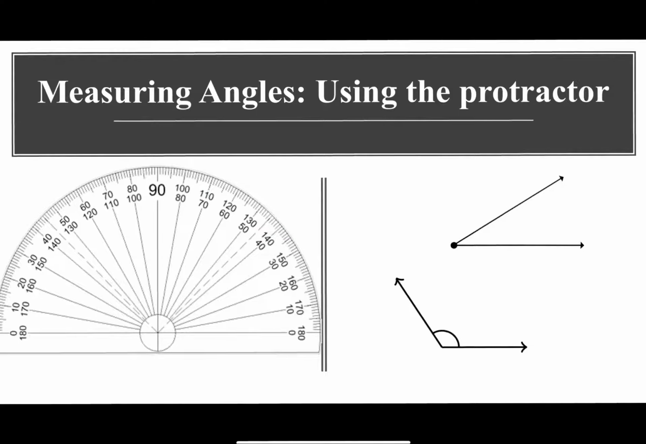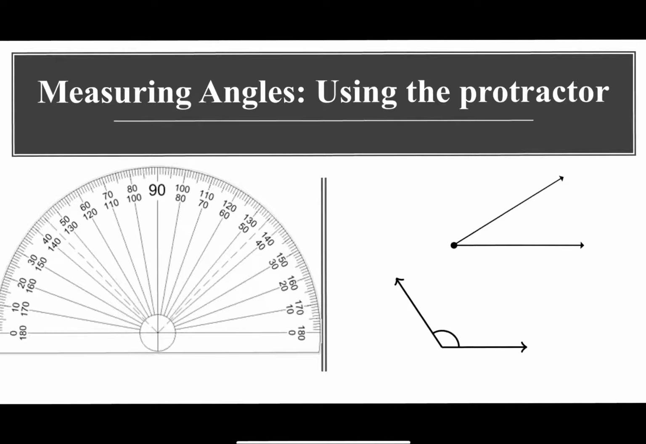Alright, so now that we know some of the basic types of angles and what they look like, let's get some practice measuring angles using a protractor. And for those of you that have never used a protractor, this is simply a tool that's going to help us measure the amount of degrees in any angle.